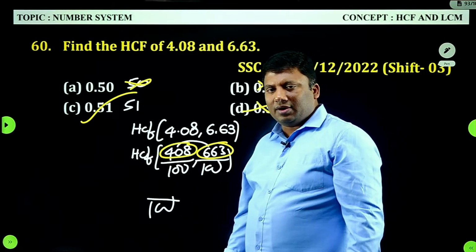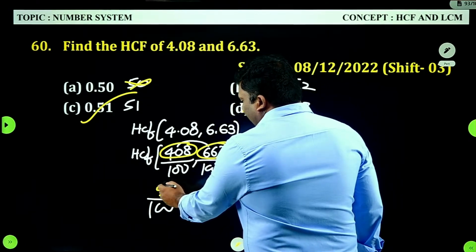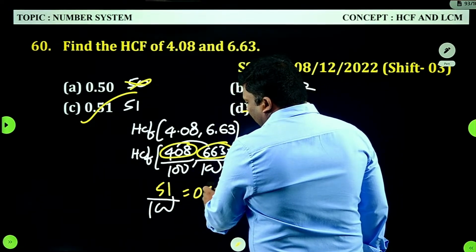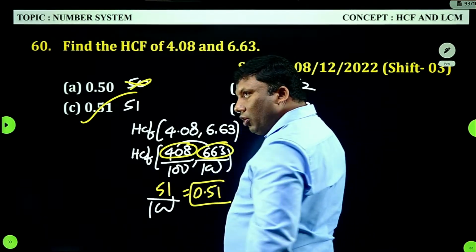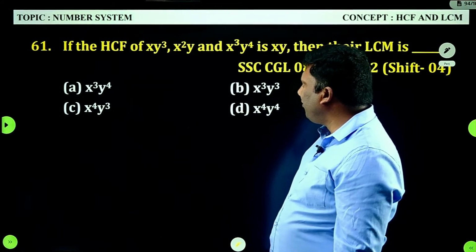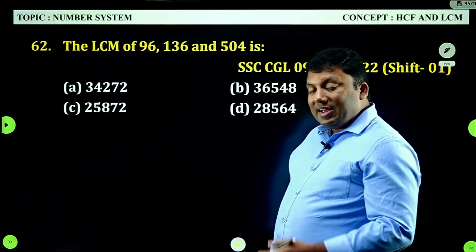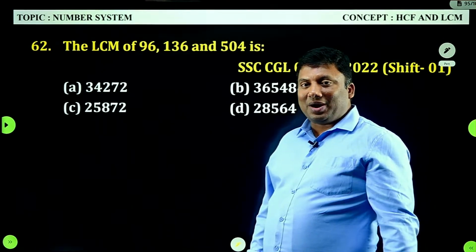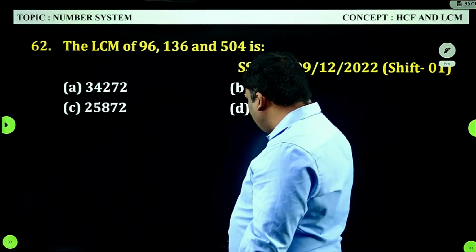51 by 100 will be 0.51. I hope you got the idea of how to solve HCF related problems. How to solve LCM related problems, that also we will see.